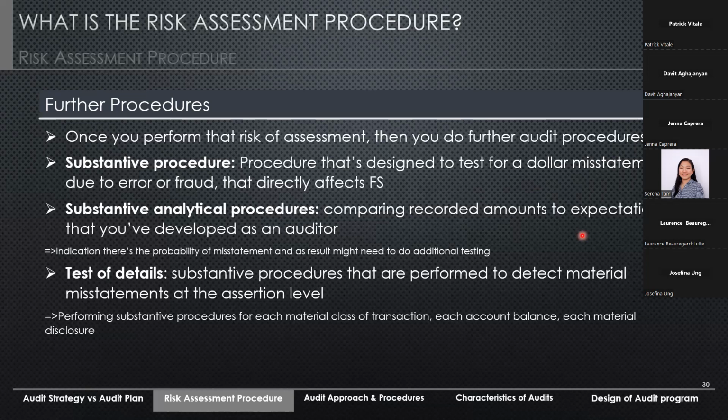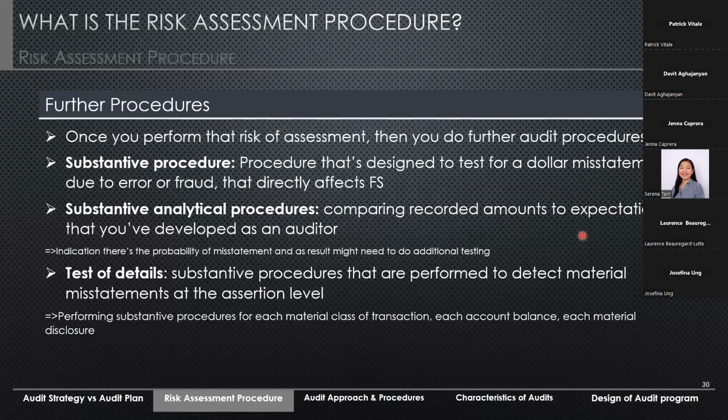That's a red flag maybe, and then you're going to be doing more procedures in this area to see if your benchmark changed a lot, or because maybe there was a problem there. And then test of details, substantive procedures are performed to detect a material misstatement at the assertion level, performing substantive procedures for each material class of transaction, each account balance, and each material disclosure.